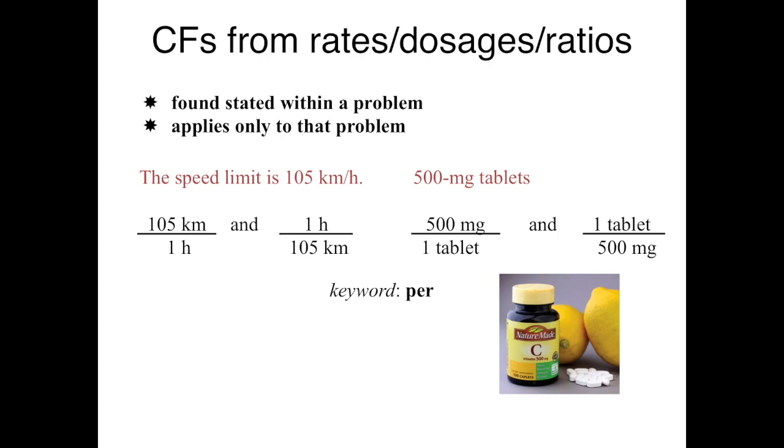Oftentimes, when we want to recognize if a value in a problem is a conversion factor or not, there is a key word to look out for, and that's the word per. If you see the word per being used, it is often the conversion factor, because per often is used when you're talking about rates and ratios. Where are the significant figures in these problems? The sig figs are found in the values themselves. For example, 105 kilometers per hour, that's 105, that's 3 sig figs. In the 500 milligram per tablet, that's 1 sig fig because that 5 is significant, where those trailing zeros are insignificant.